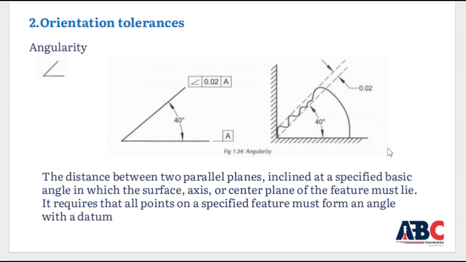Orientation tolerances. Angularity: the distance between two parallel lines or planes indicated at a specific basic angle in which the surface's axis or central plane of the feature must lie. It requires that all points on a specified feature must form an angle with a datum. The screen sketches show the angularity symbol.